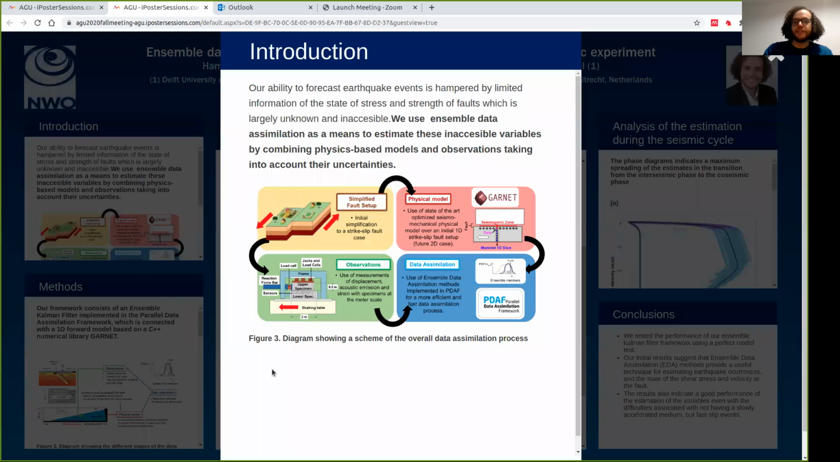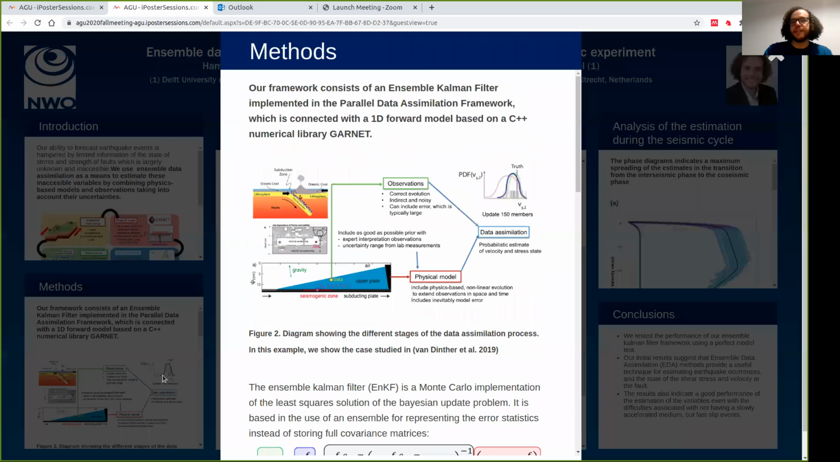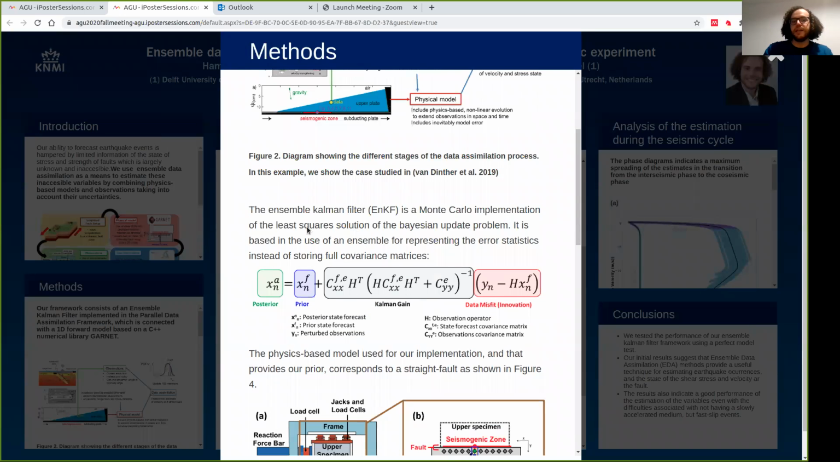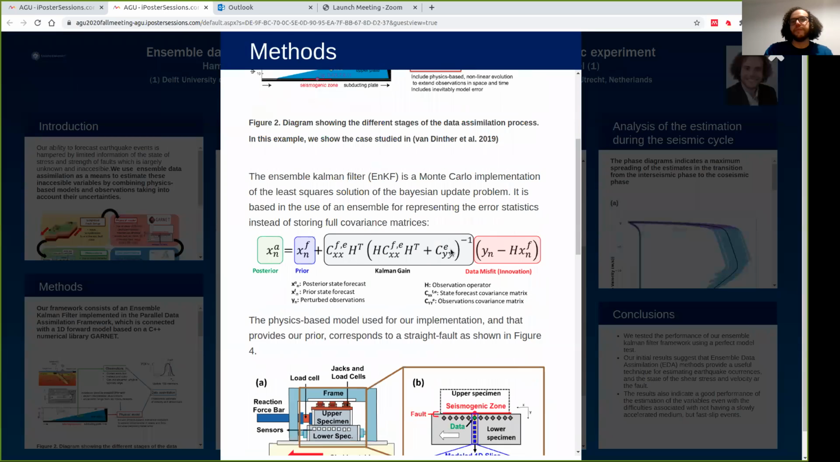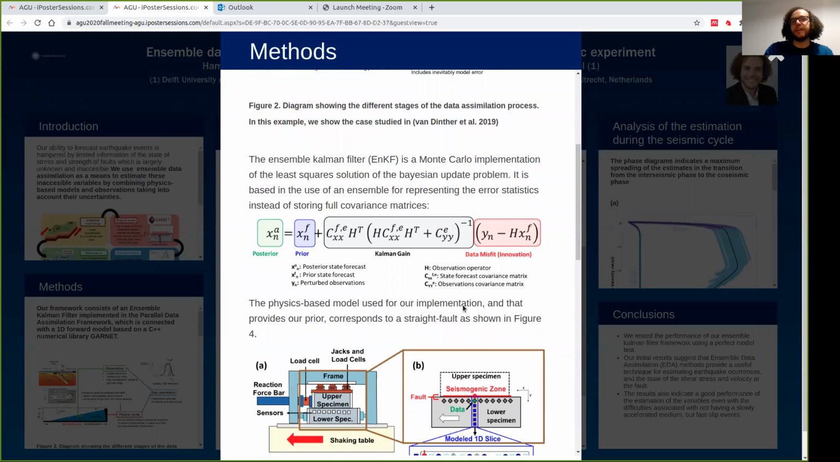There are several data assimilation methods that can be used for combining the different sources of information. In this study, I explore the use of the Ensemble Kalman Filter, which can be regarded as a Monte Carlo implementation of the least squares solution of the Bayesian update problem.